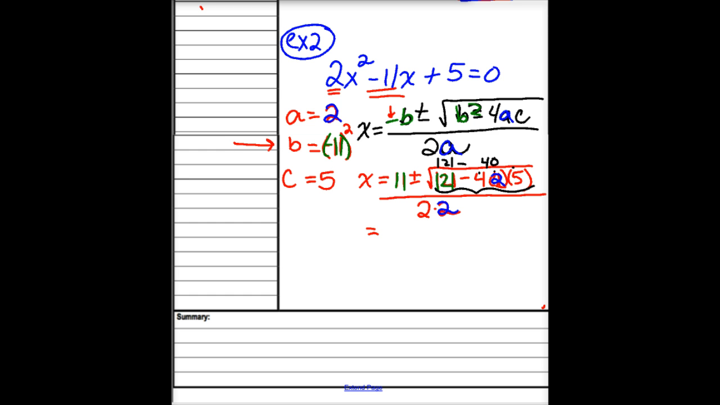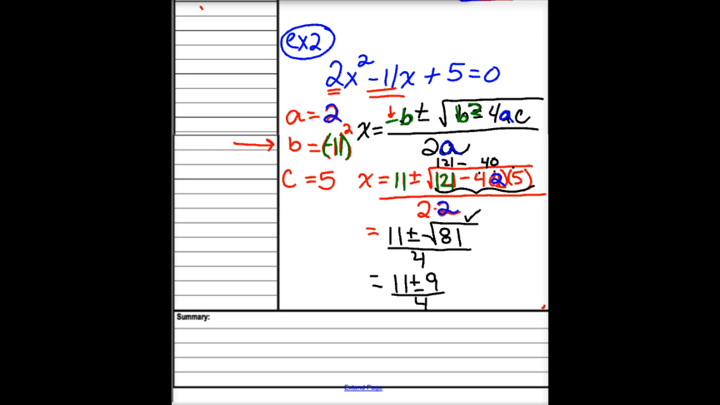And I don't care if you do that all on a calculator. I actually suggest you do so you don't make a mistake. But under that root is 121, take away 40, which is 81. And it's all over 2 times 2, which is 4. Do I know the square root of 81? I do. It's 9. So I get 11 plus or minus 9 over 4.